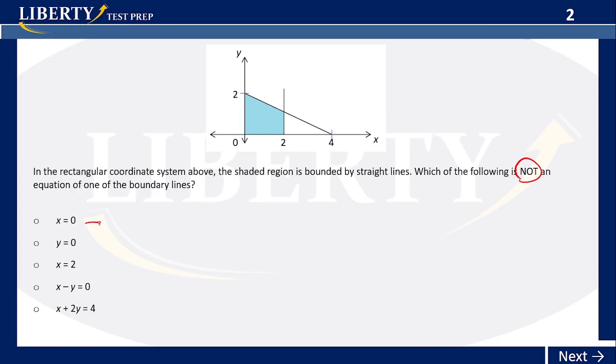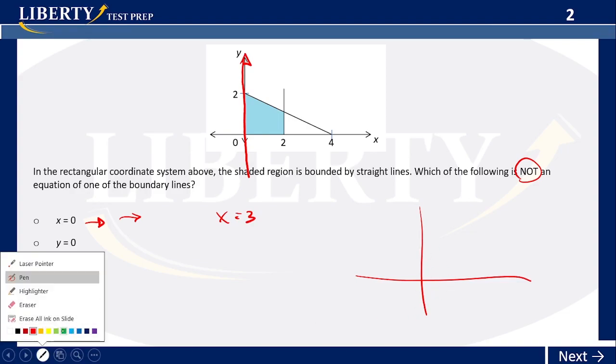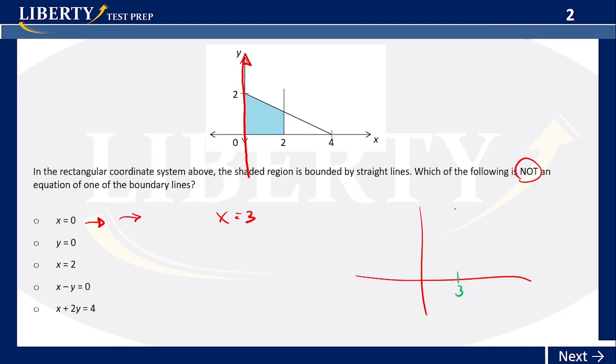Okay, x is equal to 0. Why do you think x is equal to 0 is actually the y-intercept? When you have x equal to 3, for example, that means it's a vertical line. This is my coordinate plane, and you have something like here 3, and this would be x equal to 3. So basically a vertical line that crosses x at 3. Now if you have y equal to 0, that means that's the horizontal x-axis.